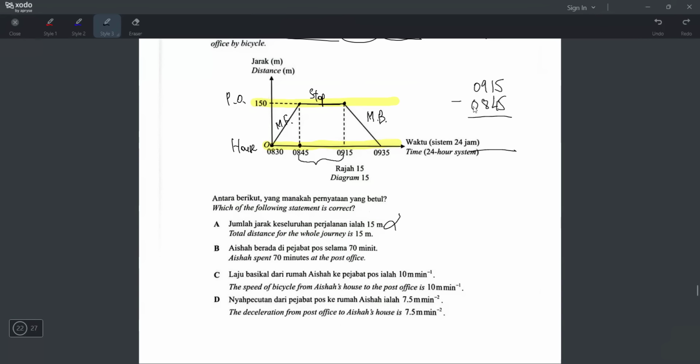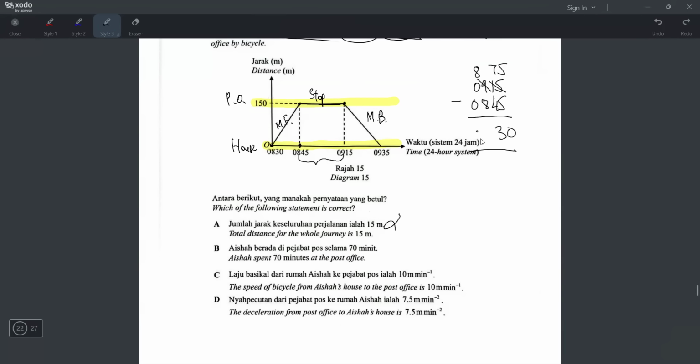You stack the numbers on top of each other and align them like this. Okay, we have to take 15 minutes minus 45 minutes. Tapi tak cukup. So kita kena pinjam dengan 9 jadi 8. But when you pinjam, you pinjam 60 here. 60 plus 15 is 75. And then 75 minus 45 is 30.